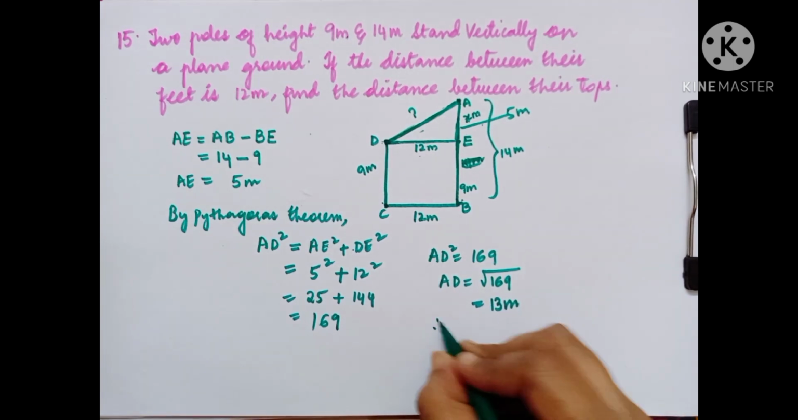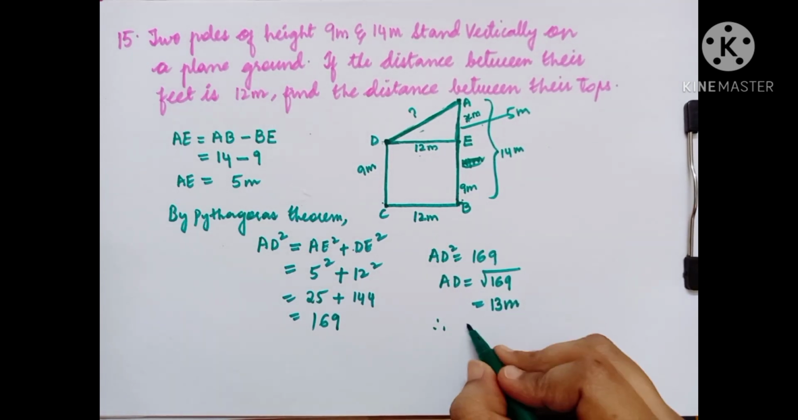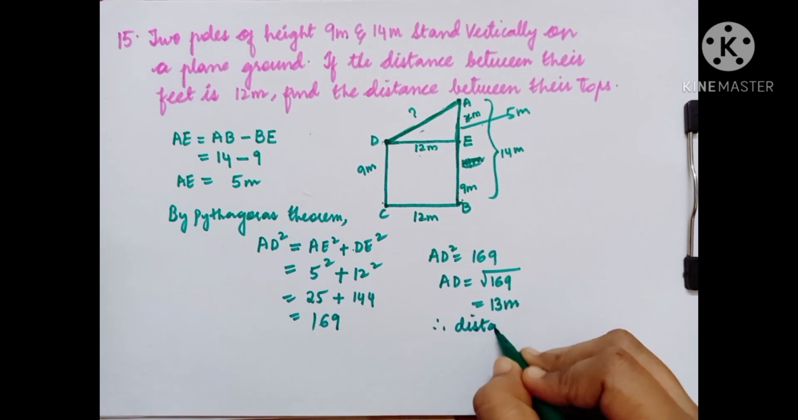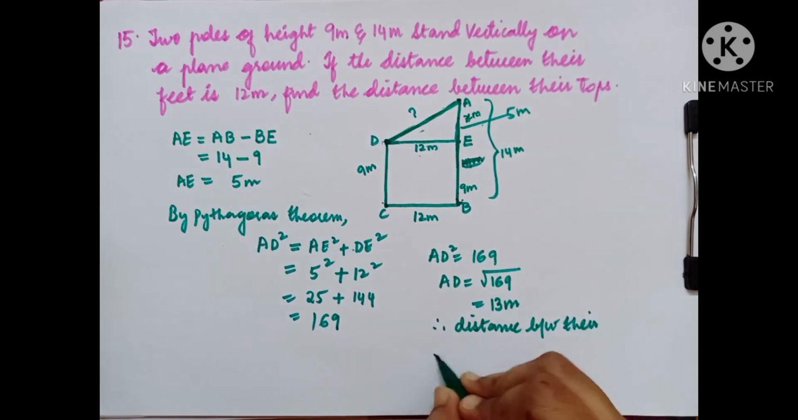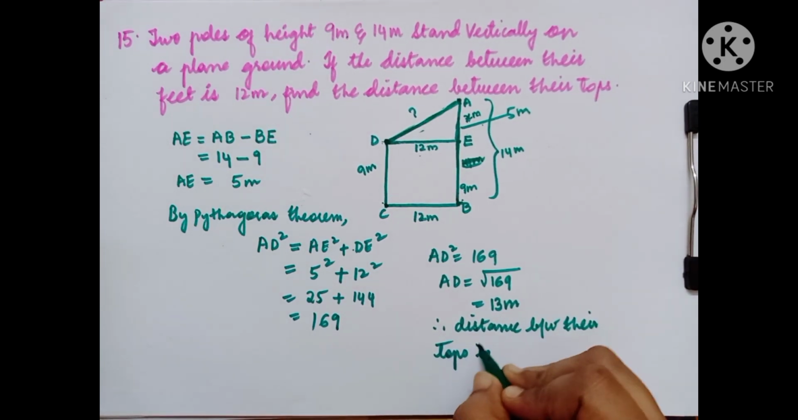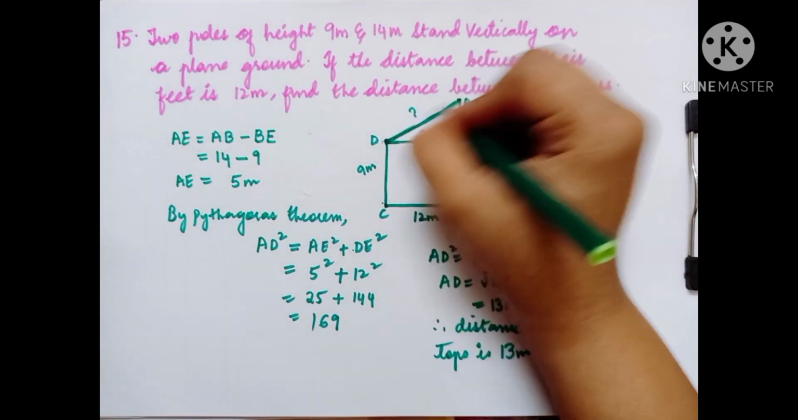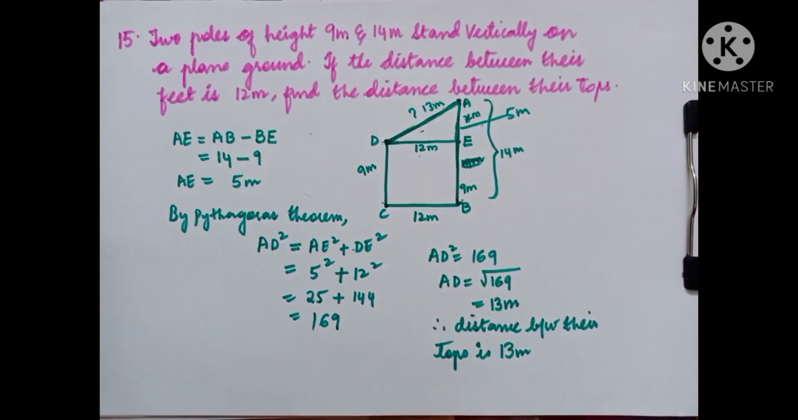So therefore finally you can write the distance between their tops is 13 meter. Distance between their tops is 13 meter. So this is nothing but the 13 meter. I hope you guys understood this very well.